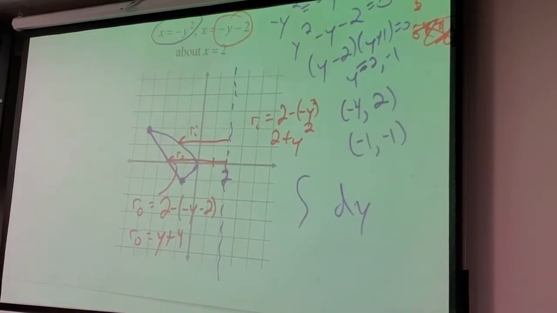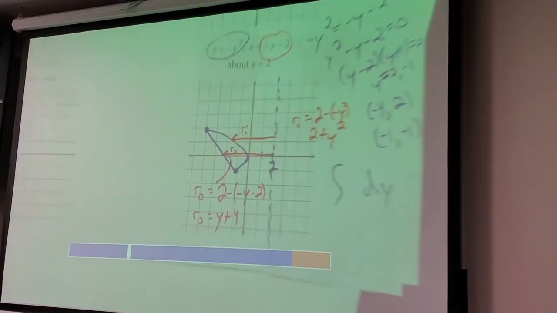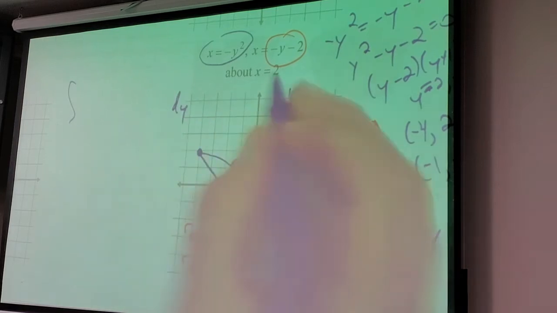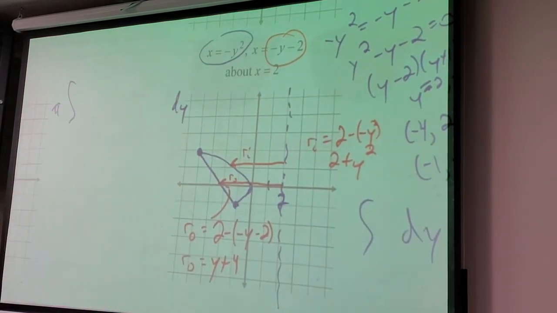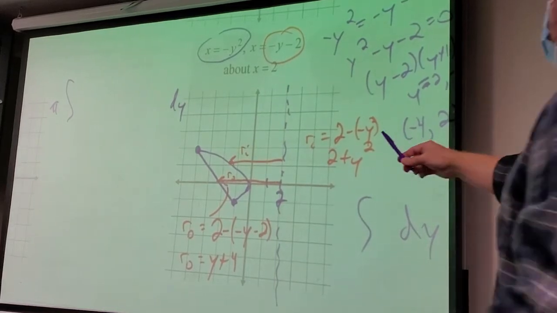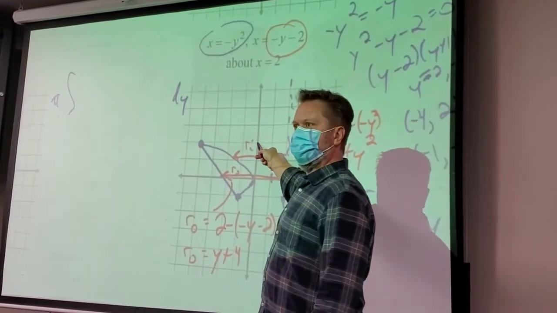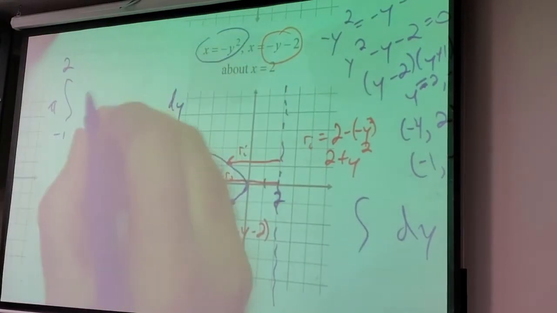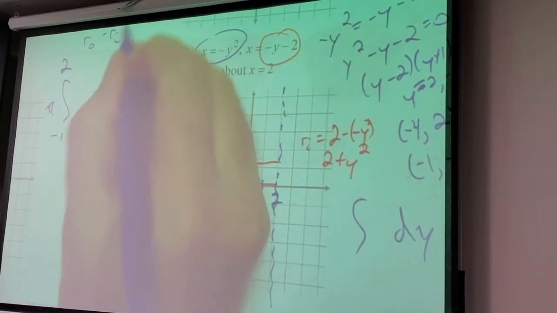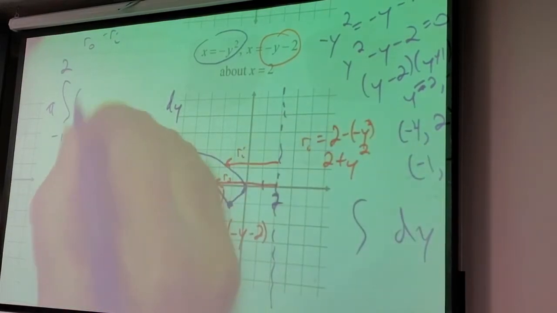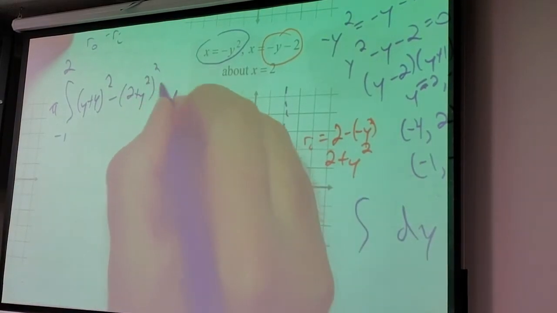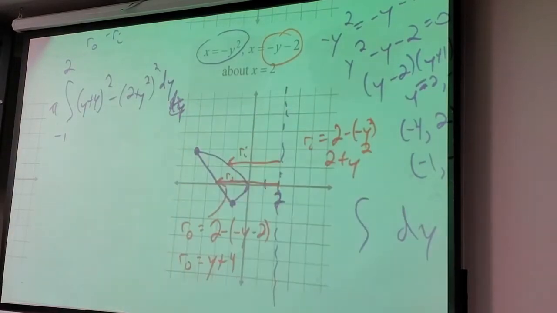Now we can set up the integral. This will be integral, and it's going to be dy. So what's it going to go from to? Yeah, negative 1 to 2, because I'm looking at what y is doing. And then it's going to be r outer squared minus r inner squared. So it's going to be y plus 4 squared minus 2 plus y squared dy. Oh, there's my dy.